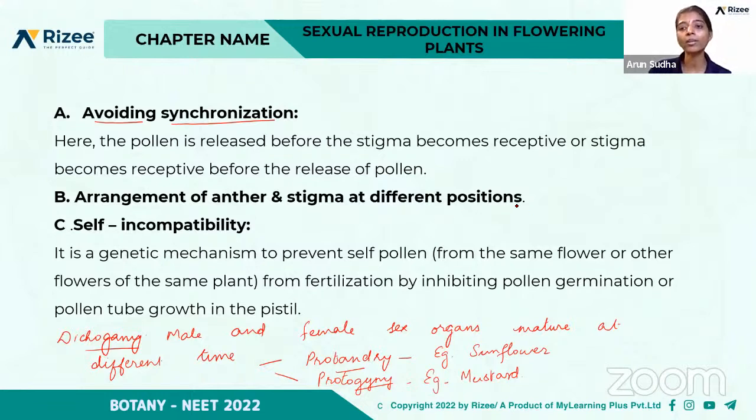If the pollination has to happen, the anther and stigma should be close to each other. So if they are arranged at different positions, self-pollination can be avoided. Okay, so this arrangement of anther and stigma at different positions is called heterostyly.